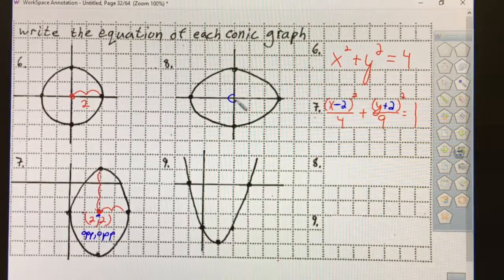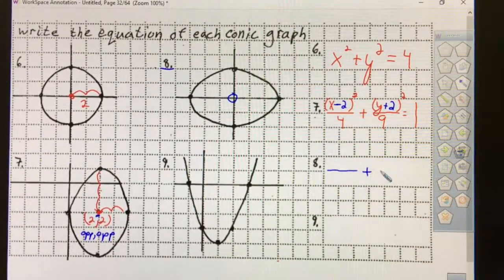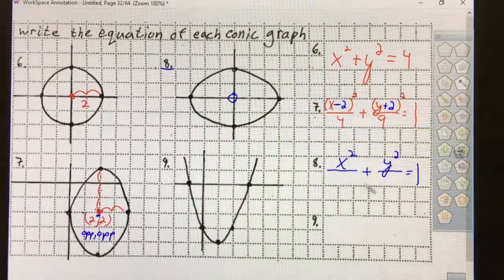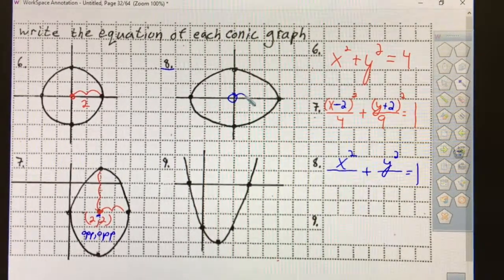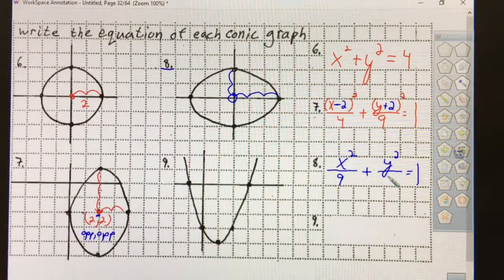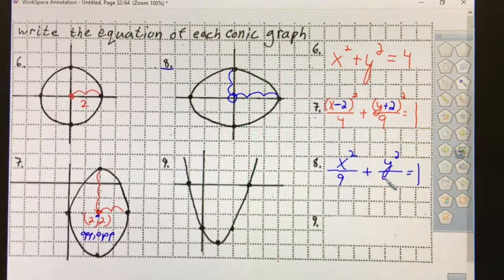This ellipse is centered at 0, 0 for number 8. So when I set up my template, it's going to be a division bar, a plus sign, a division bar, equals 1, and then I'm just going to put x squared plus y squared on the top. And now all I have to do is figure out what goes underneath in the denominator. So along the x-axis, it's 3 units long, 1, 2, 3. So I don't put 3 there, I put 3 squared, which is going to give me 9. And then along the y-axis, it's 2 units high from the center. So I'm not going to put 2 there, I'm going to put 2 squared, which is 4.